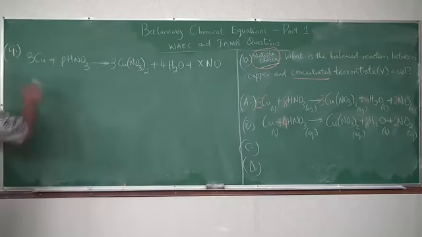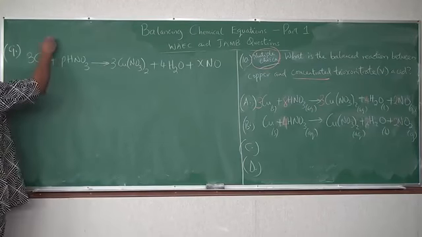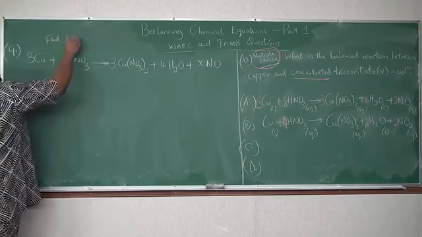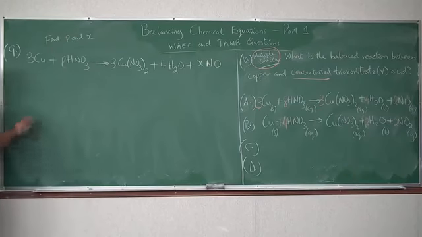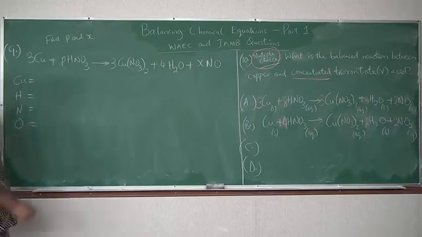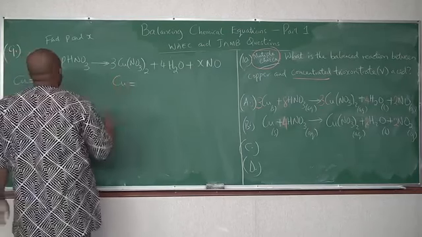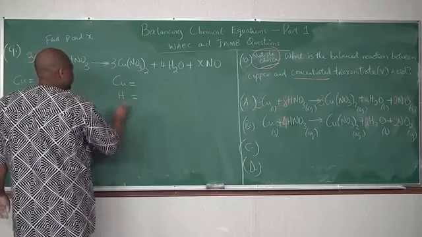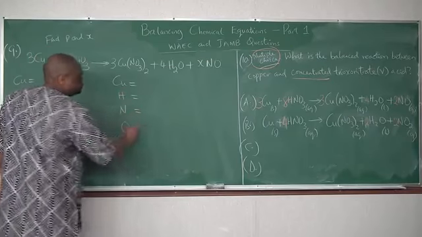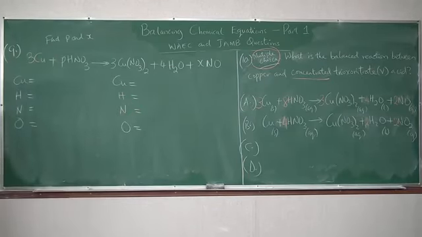So they gave us this. They say find P and X. So we list it. Copper, hydrogen, nitrogen, oxygen. In the reactants here, products, copper, hydrogen, nitrogen, oxygen. Okay. So copper is 3 here. Hydrogen is P. Nitrogen is P. Right? And oxygen is 3P.